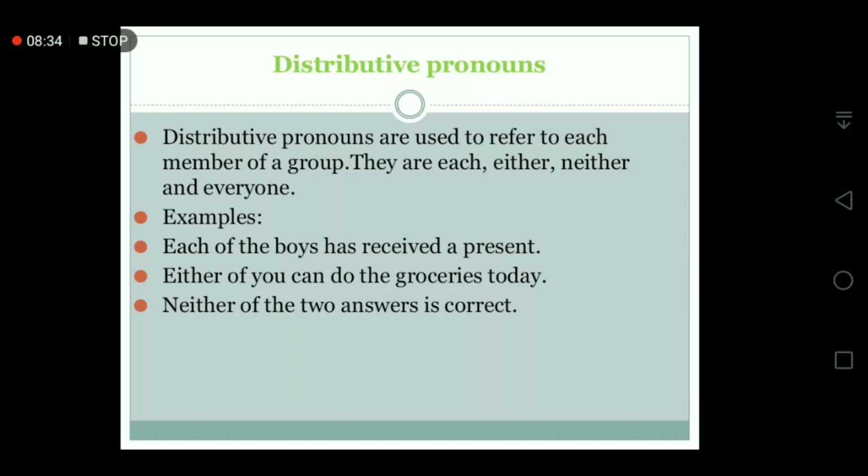Look at the examples. Each of the boys has received a present. Present means a gift, so each one of the boys has received a gift. Either of you can do the groceries today. Either of you means there are two, three or more persons, so anyone can do the groceries today. Then, neither of the two answers is correct. Either is in the positive sense, neither is in the negative sense. So neither of the two answers is correct.